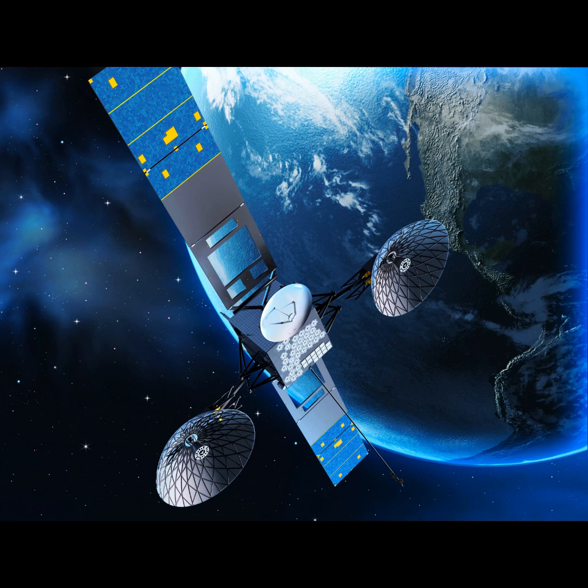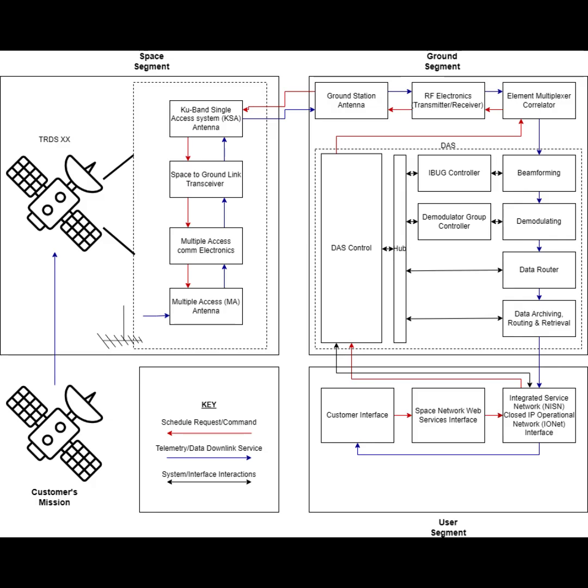During this video, I'll be discussing how an attacker would deny automated services to TDRS users. Firstly, here you can see the three segments of TDRSS: the space segment, the ground segment, and the user segment. You'll notice three lines here.